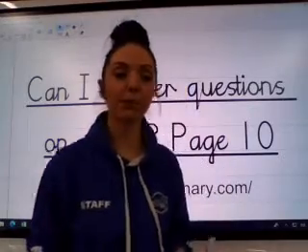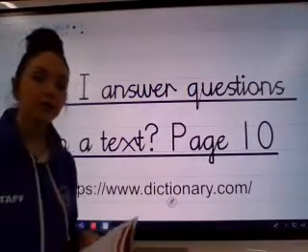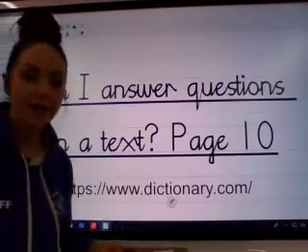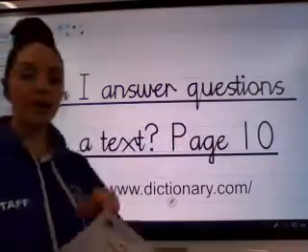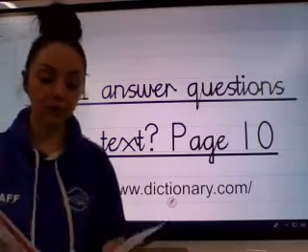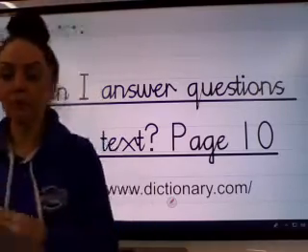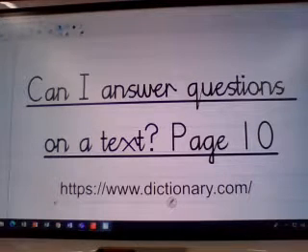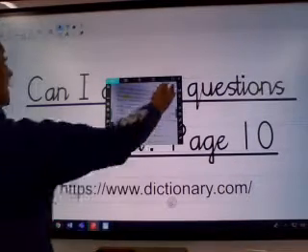Now you can see on the board behind me, I've popped a learning question up for you. Our learning question for today is, can I answer questions on a text? And your next page is page 10 in the train book. Okay? So I've popped it under my visualiser for today. We're going to have a look at the text together.